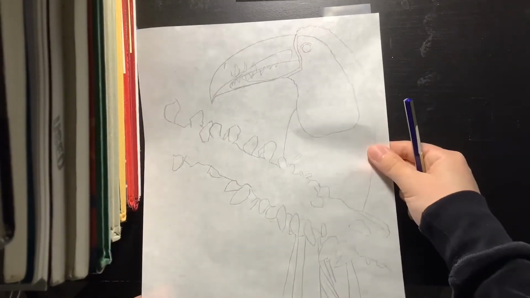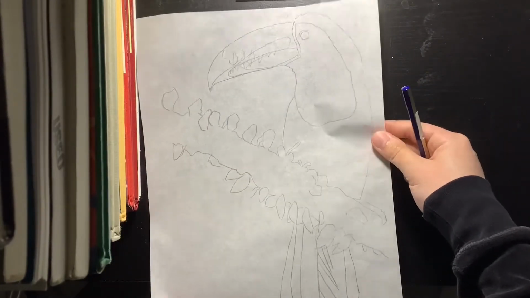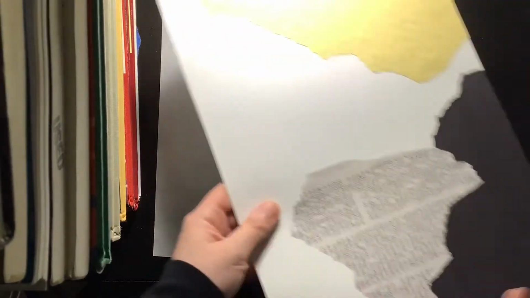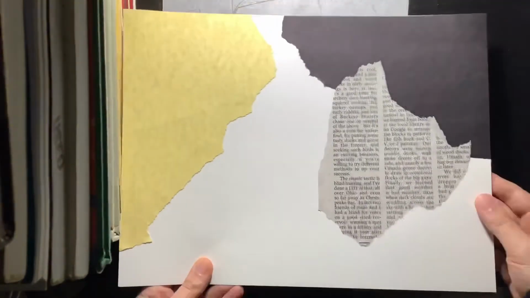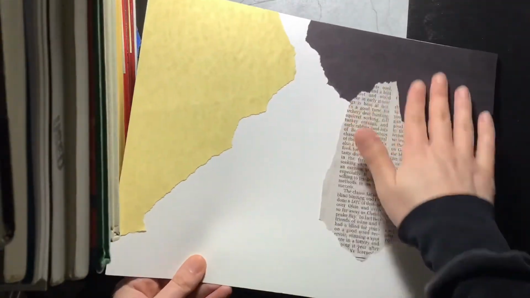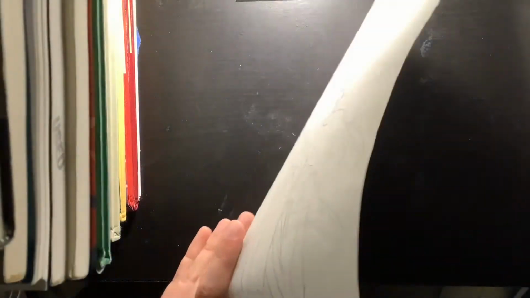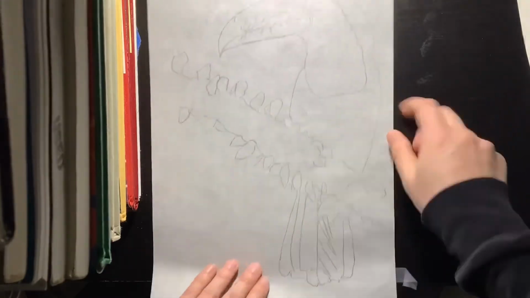Now this tracing is only temporary. This isn't my finished drawing paper, so I'm going to want to transfer this drawing onto my final drawing paper. This paper that I have is my final paper. It's a bit more of a collage because what we're working on is a mixed media project, but use any finished drawing paper that you want to use.